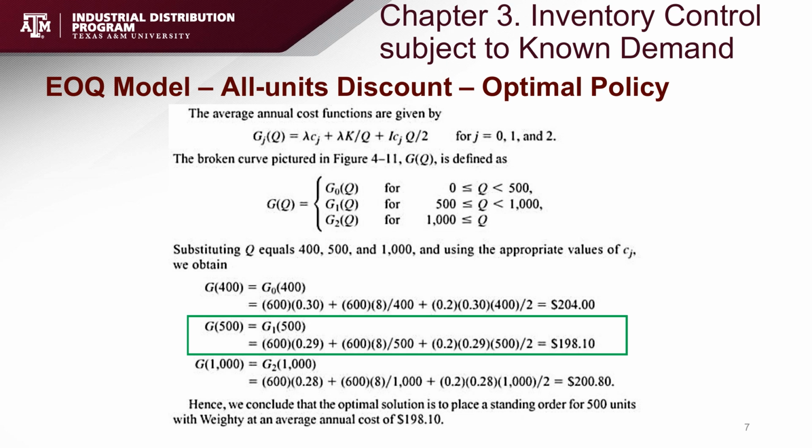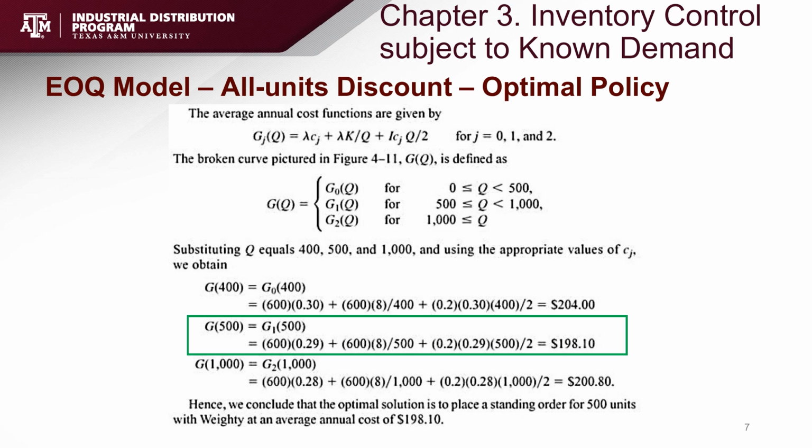Alright, this slide puts the actual cost function up on screen. The general form is purchase plus setup plus holding, and there's one version for each price, G0, G1, and G2. The piecewise rule shown tells you which to use: G0 on 0 up to 500, G1 from 500 up to 1000, and G2 at 1000 and beyond.